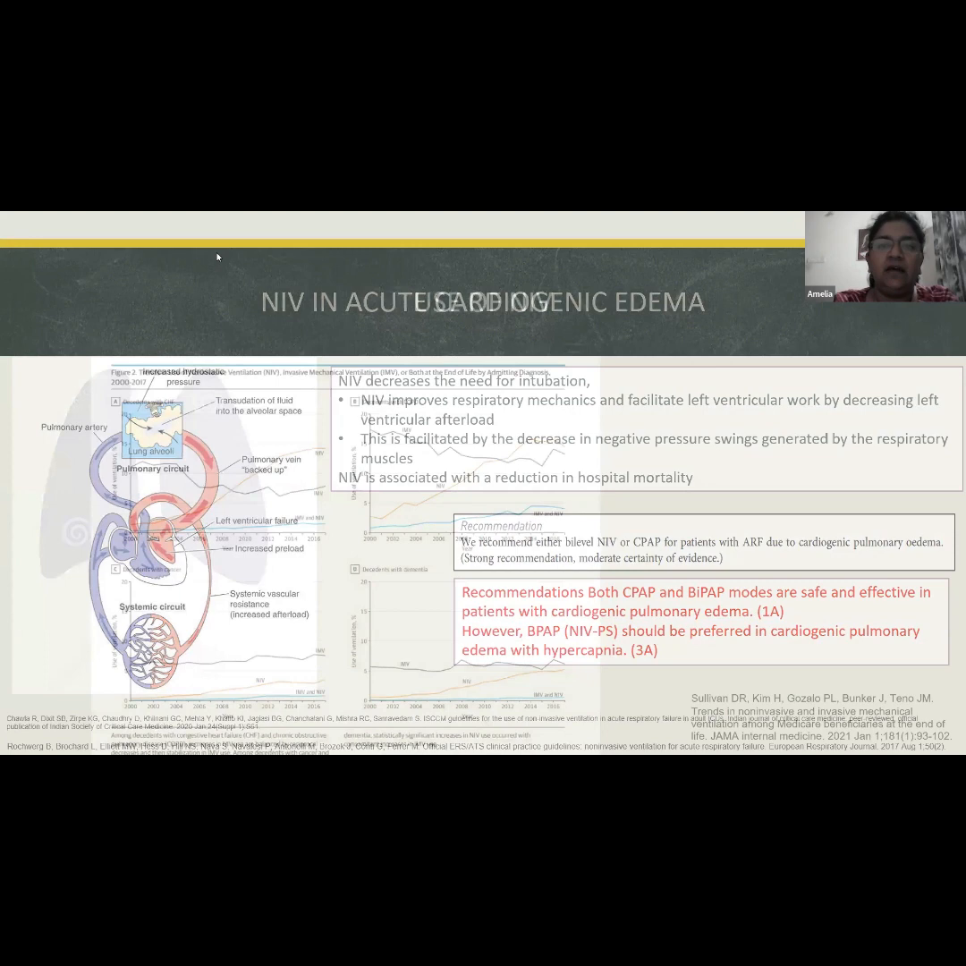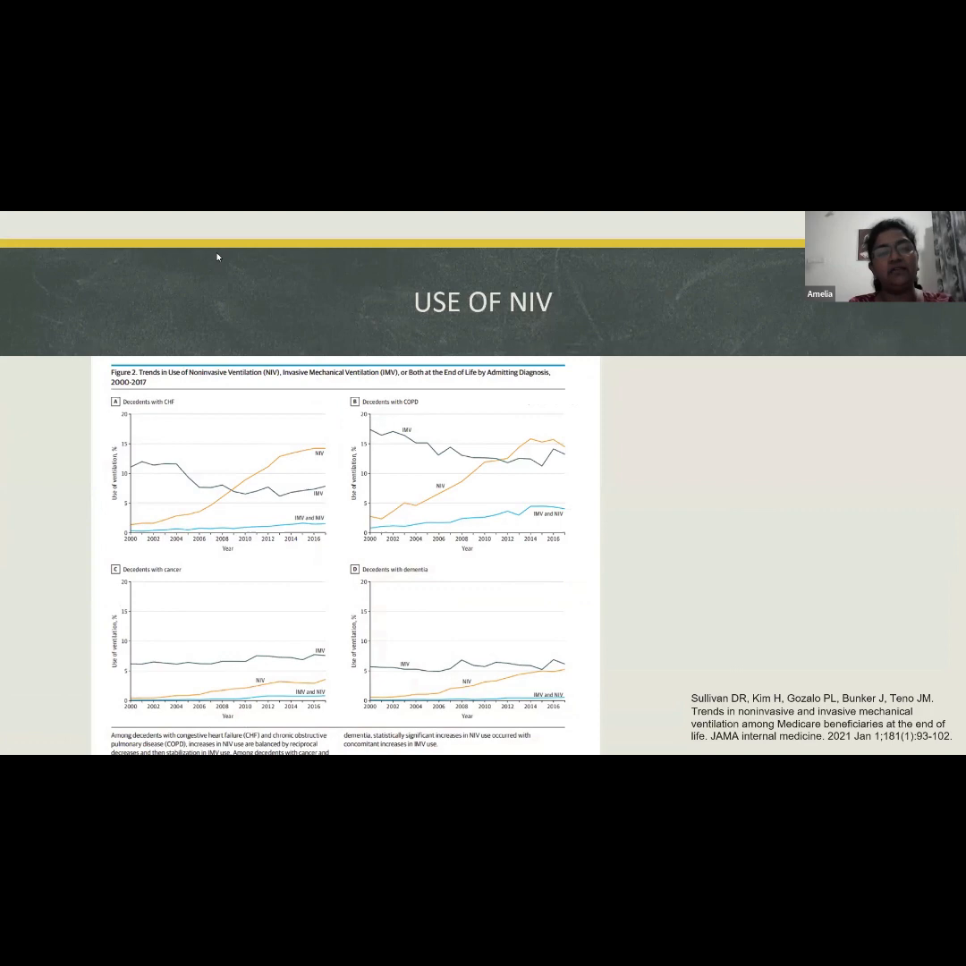The use of NIV, there are these graphs. What I would like to show you is that the use of NIV has actually become much higher. The first one is heart failure. The second one is COPD. So you can understand now that NIV is used more and mechanical ventilation is on a lower trend.